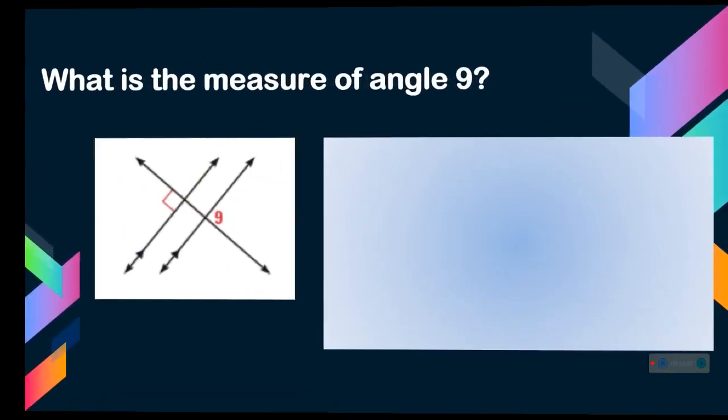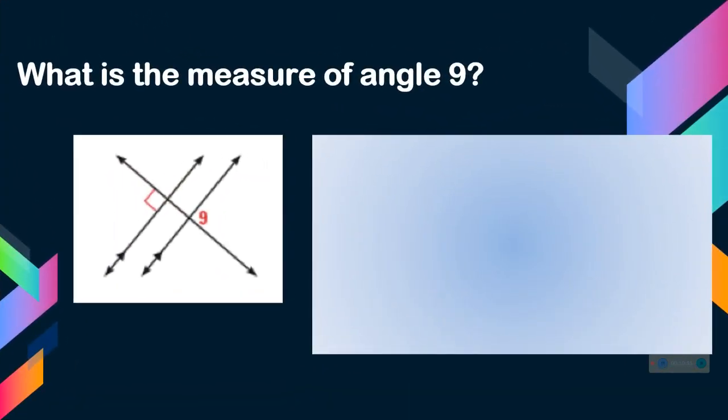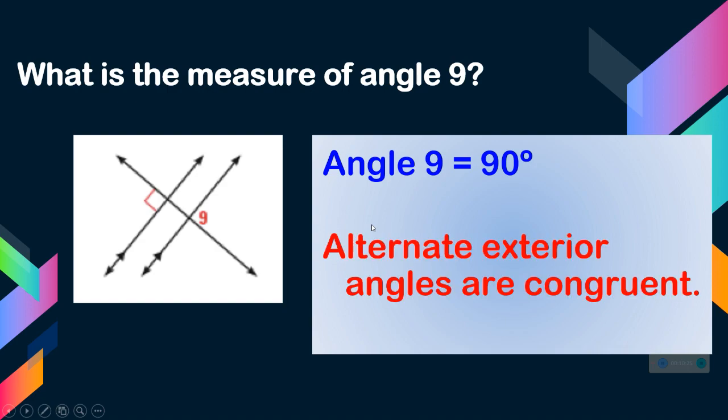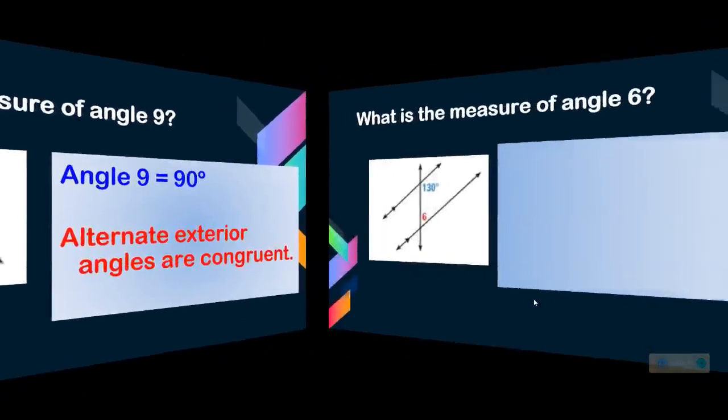Okay, next. What is the measure of angle 9? Okay, that's correct. So that is also 90 degrees. So since we have here the symbol for perpendicularity, angle 9 is also 90 degrees because we have the property that the alternate exterior angles are congruent.